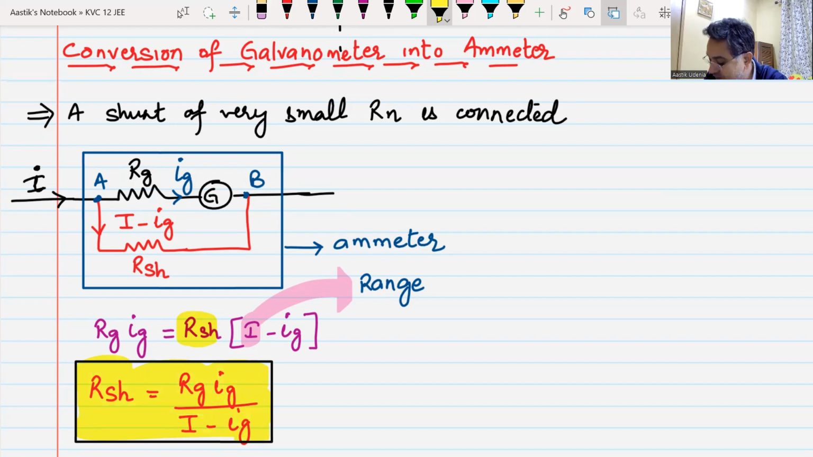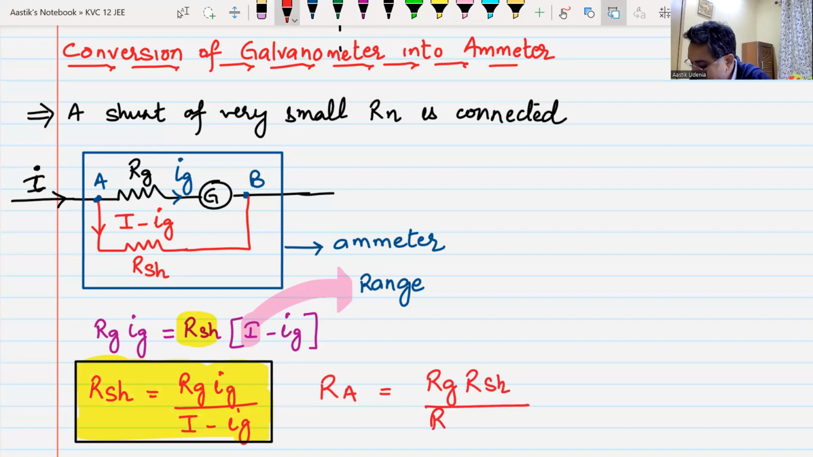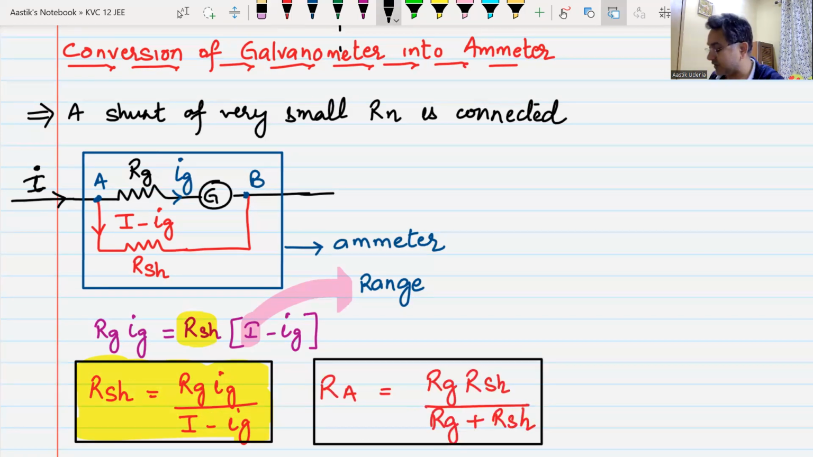A galvanometer into an ammeter. Also, this ammeter will have a resistance. The resistance of this ammeter will be, since these two are in parallel, Rg multiplied by R shunt divided by Rg plus R shunt. Do we understand what I've written here? First listen, then I will give you time to write. Because any question on this part has to be done by these two equations.